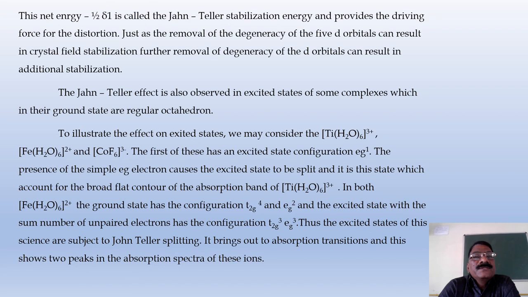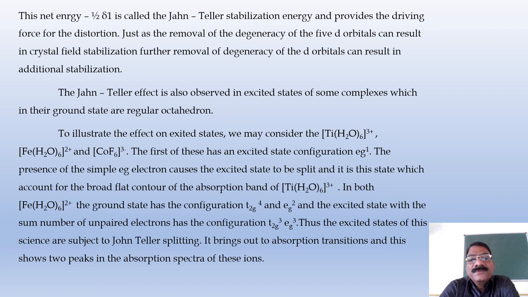Just as the removal of the degeneracy of 5d orbitals can result in crystal field stabilization, further removal of degeneracy of d orbitals can result in additional stabilization. The Jahn-Teller effect is also observed in excited states of some complexes, which in their ground state are regular octahedra. To illustrate the effect on excited states, we may consider [Ti(H2O)6]3+, [Fe(H2O)6]2+, and [CoF6]3-.